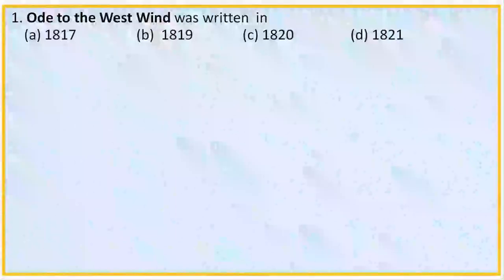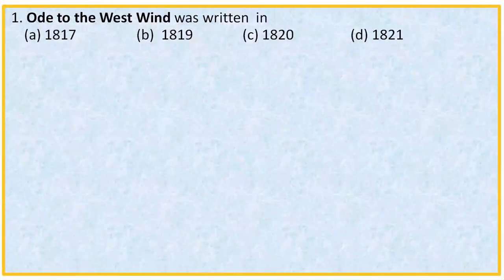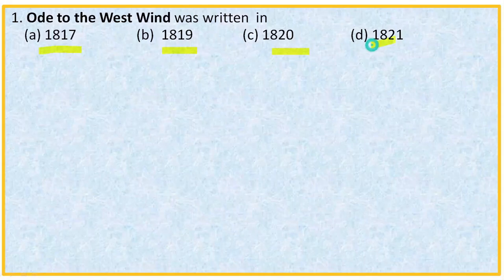Question number 1. Ode to the West Wind was written in: options are 1817, 1819, 1820, 1821. We know that Ode to the West Wind was written in 1819 and it was published in the Prometheus Unbound volume in 1820. So the right option is B, 1819, and it was published in 1820 in the Prometheus Unbound volume.